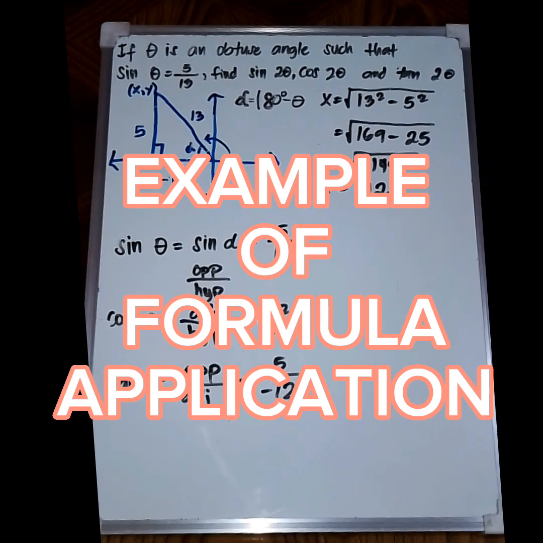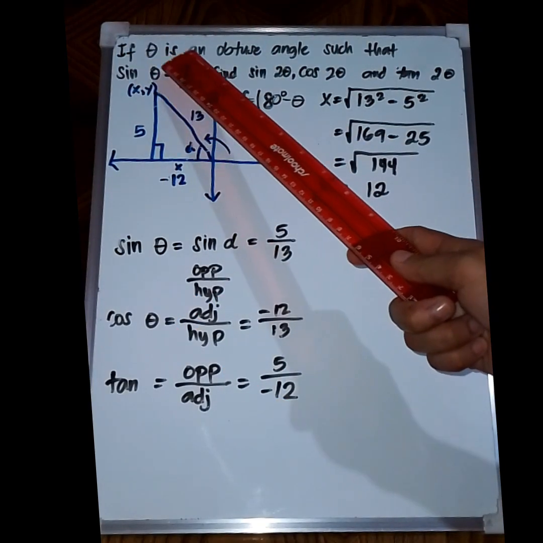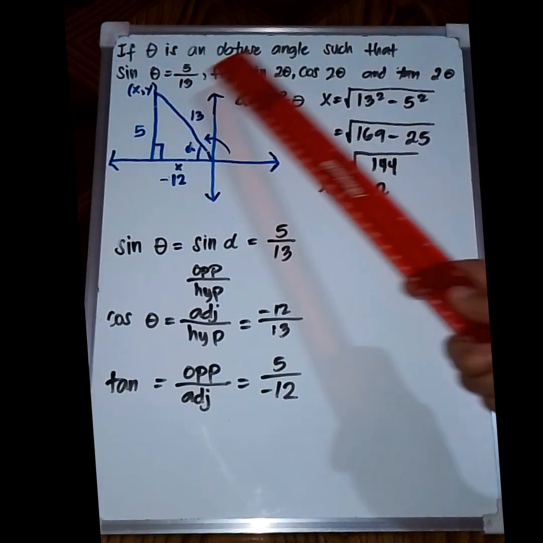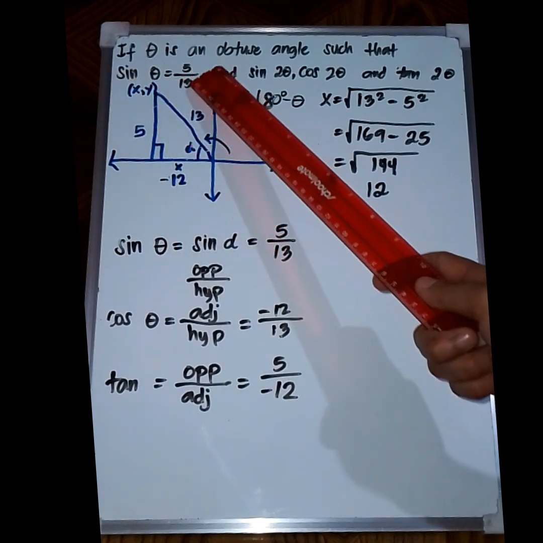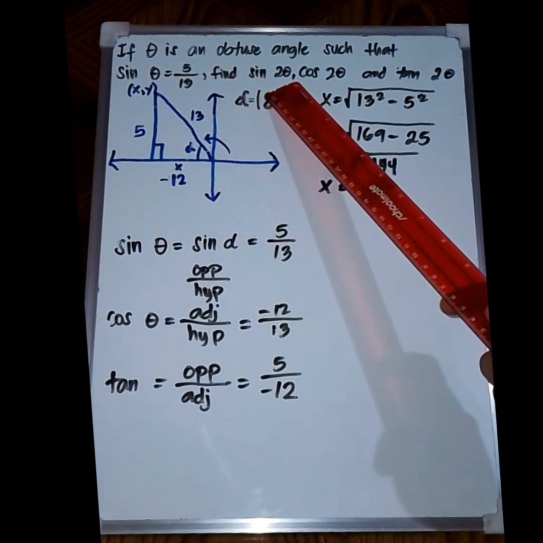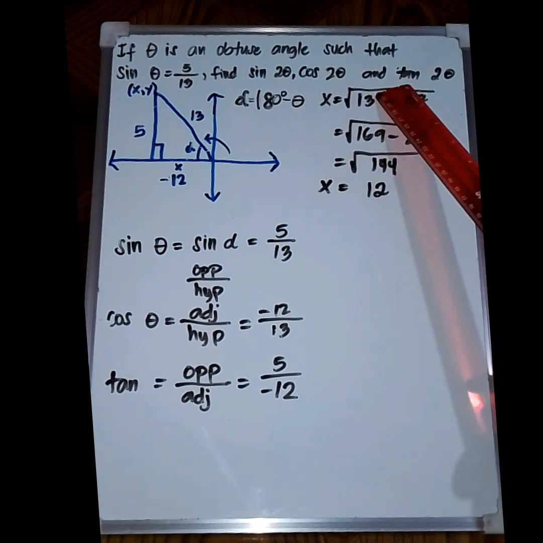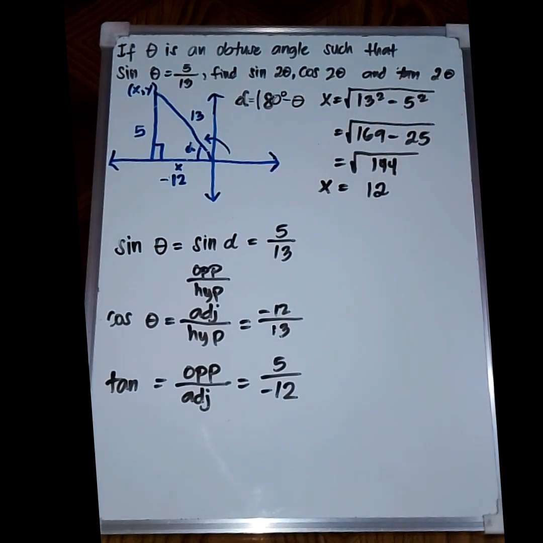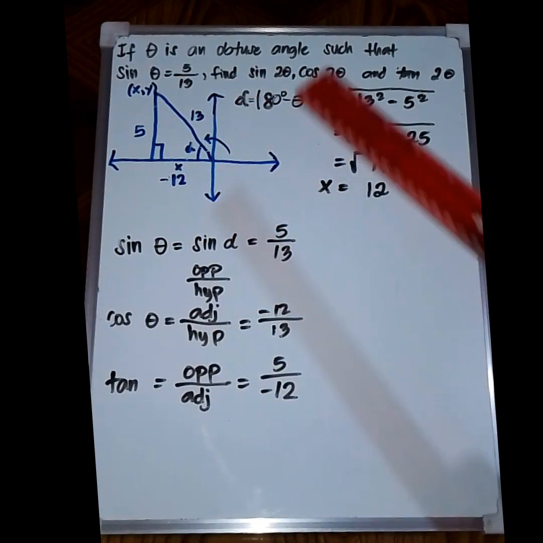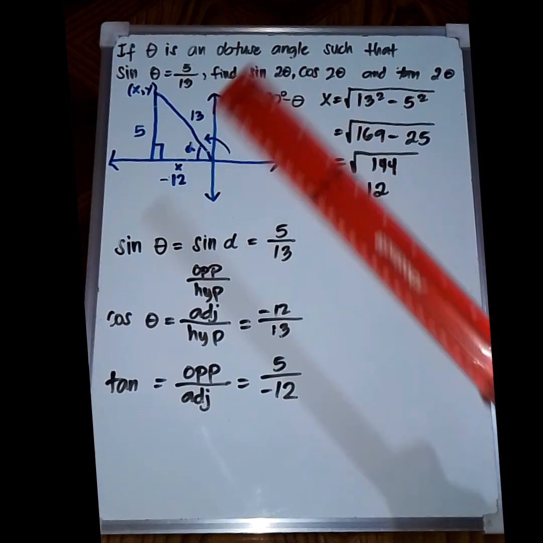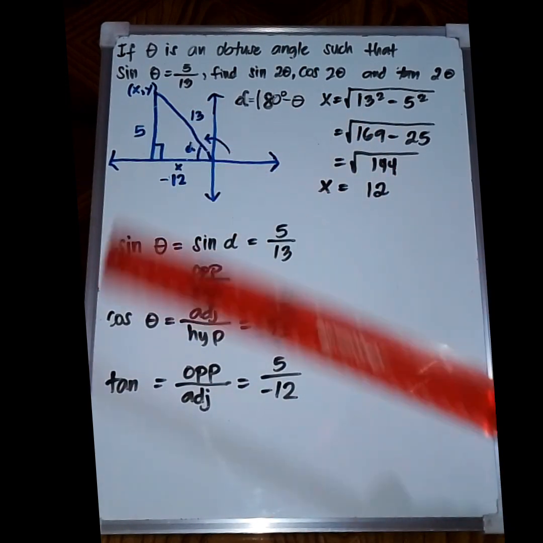For the first problem, we have: if theta is an obtuse angle such that sine theta equals 5 over 13, find sine 2 theta, cosine 2 theta, and tangent 2 theta. Okay, we draw the reference triangle for theta. Since it is an obtuse angle, therefore it is in quadrant 2.